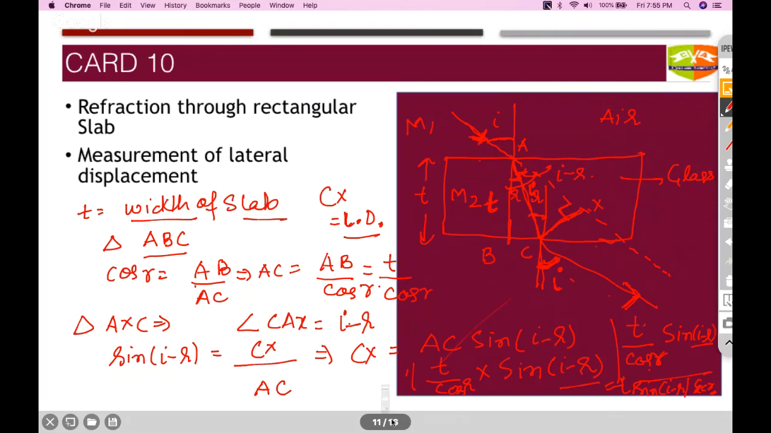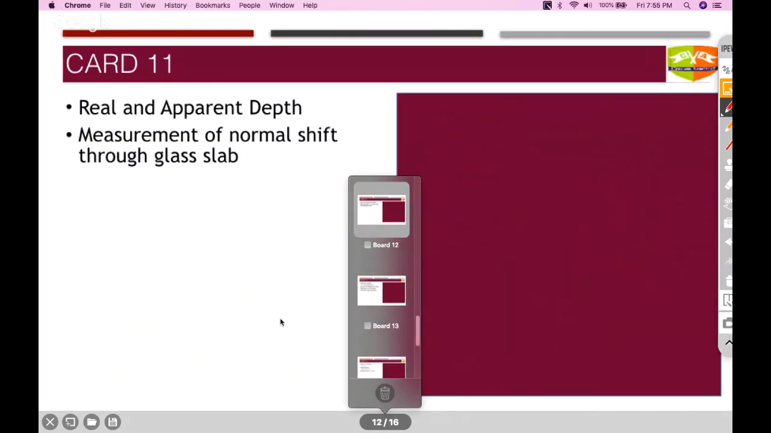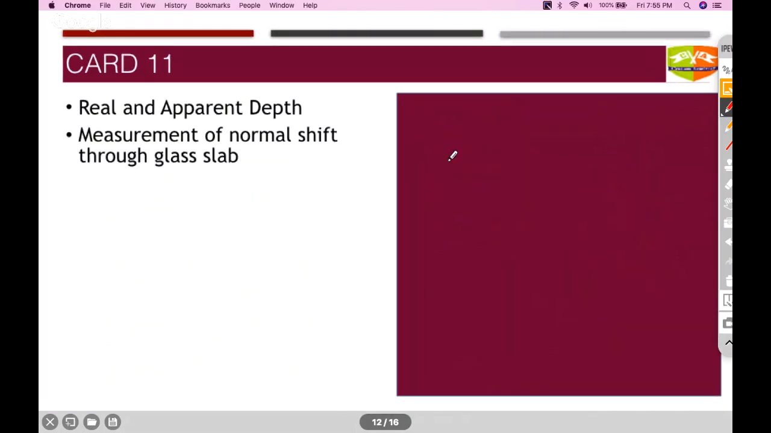Now let me move to another slide. What happens is, generally you see a phenomenon that if a bucket is full of water and you throw a coin inside it, the coin will not look to be at the depth it is originally at. The depth at which it will appear to be would be less than its actual depth. Why does this phenomenon happen? That is what I am going to discuss in this particular slide.